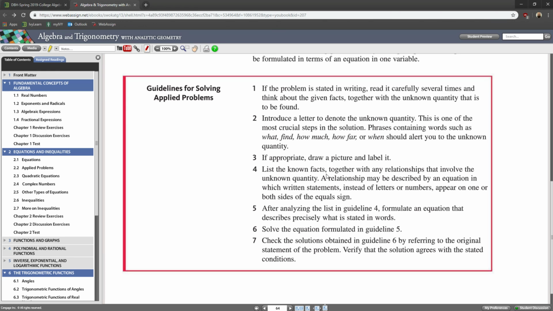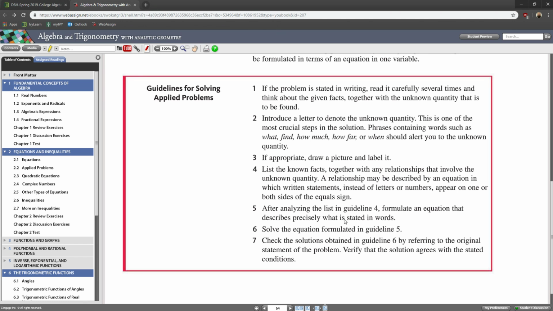In the context of the story, like I said, there's usually one sentence that describes what you're trying to find. All the other sentences are describing the other aspects of the story, the other facts. And you want to list those facts. You want to try to express those facts as relationships, and they say a relationship may be described by an equation. The idea here is that you're translating the facts of the story into mathematical equations.